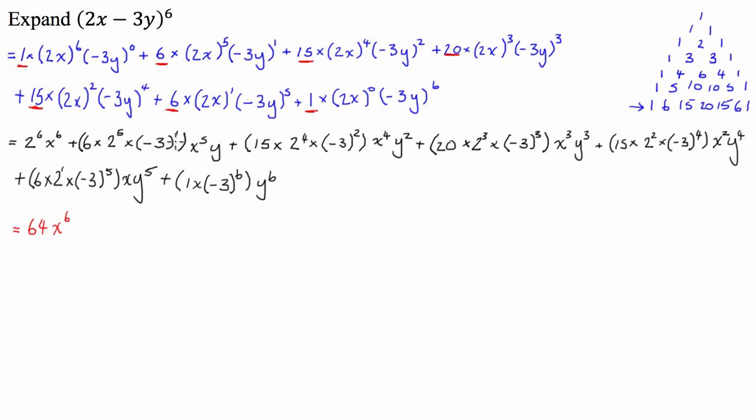Now, one of the tricks here is we've got this negative 3 value, which is going to be to the power of either an even or an odd number. So when this is to the power of an odd number, the coefficient is going to be negative. So the coefficient is going to be negative there, there, and there. So this one here, the coefficient is going to be negative. So it's 6 times 32 times negative 3, and that's equal to 576.